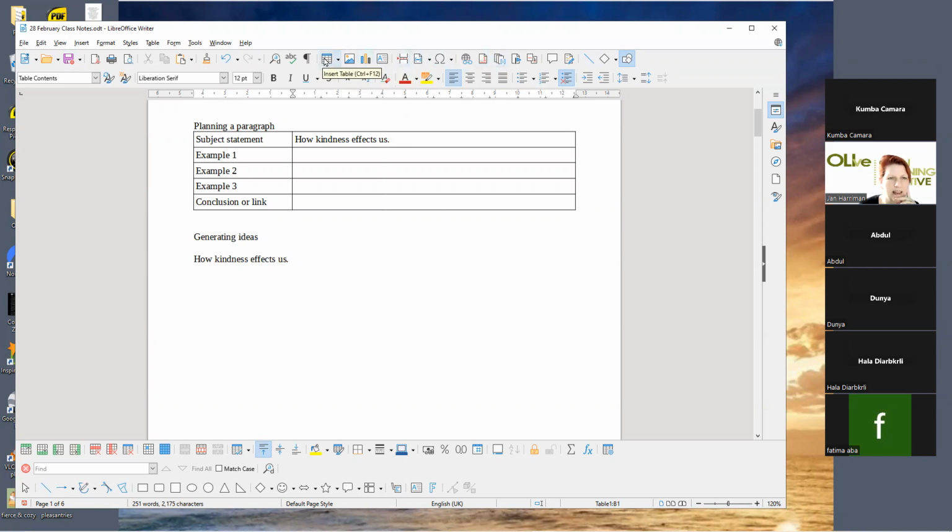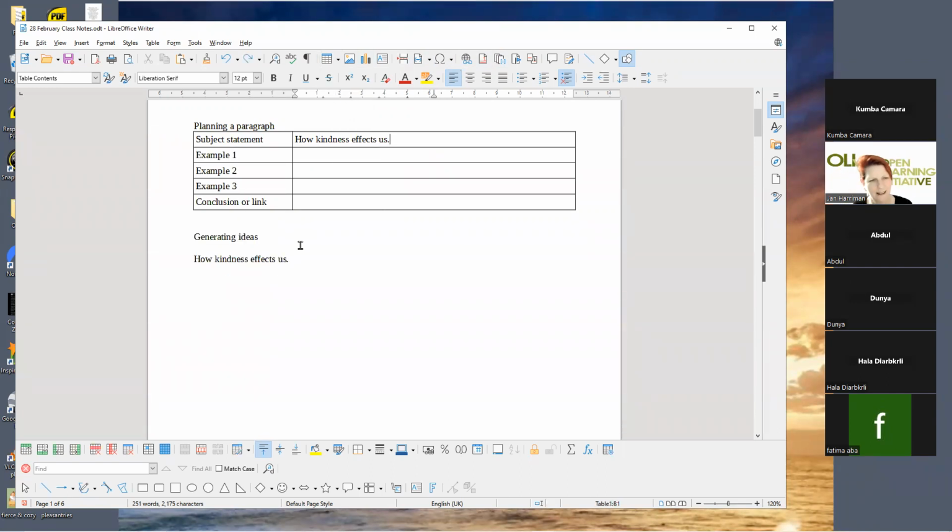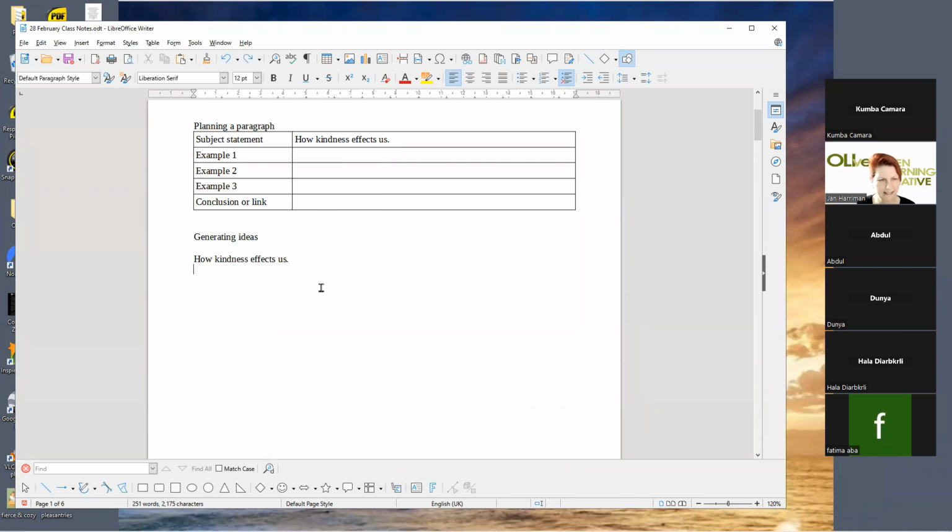What are some of the ways in which kindness... I meant to put that down here. So let's think of some examples. What are some of the ways that kindness affects us? Maybe an example of something that is kind and how it affects us.